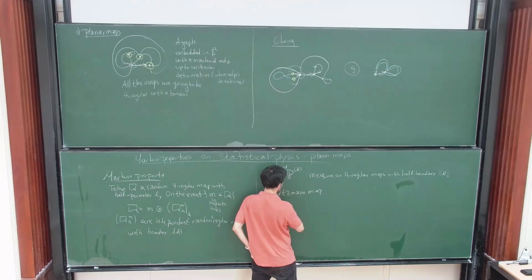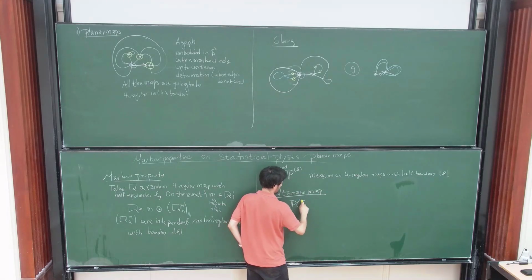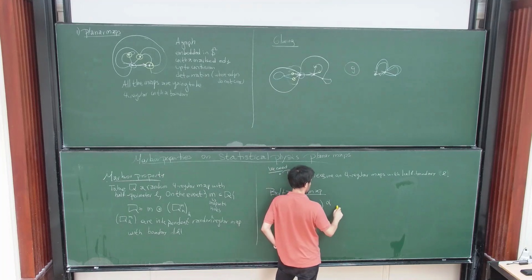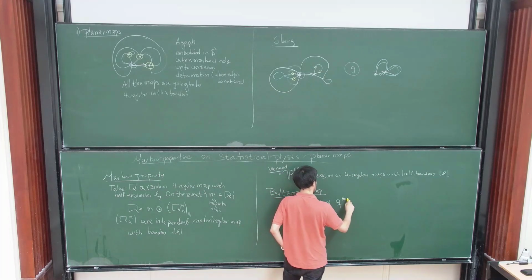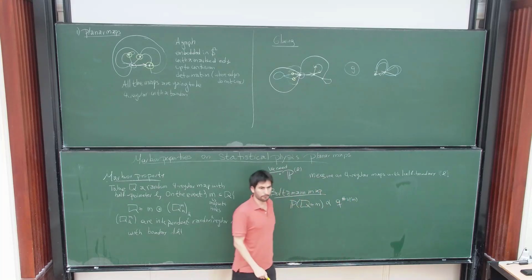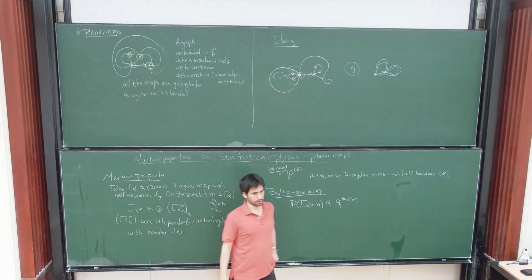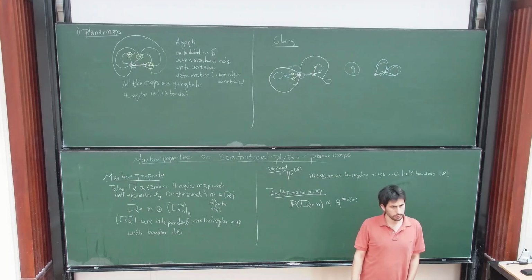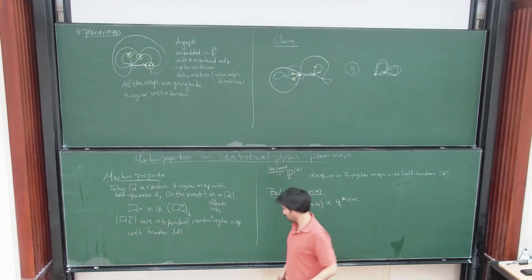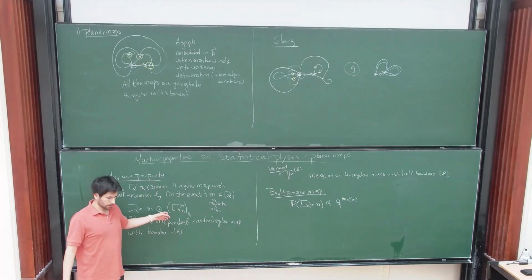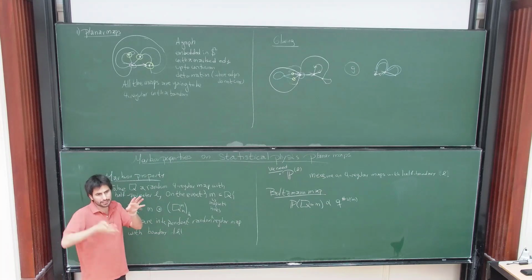A Boltzmann map will be just that: the probability that my map is equal to a given map is proportional to q to the number of vertices. This map can have more than one boundary point now, one boundary point for each hole, because in a way I make the boundary disappear.